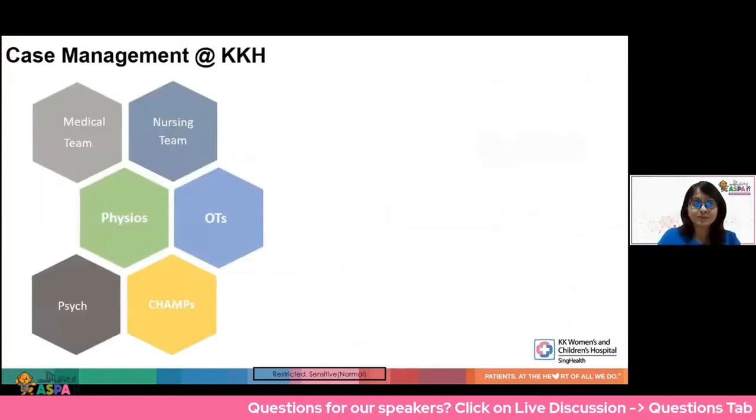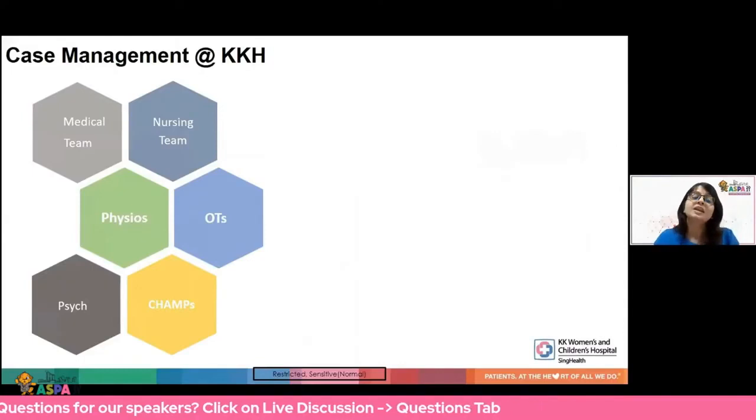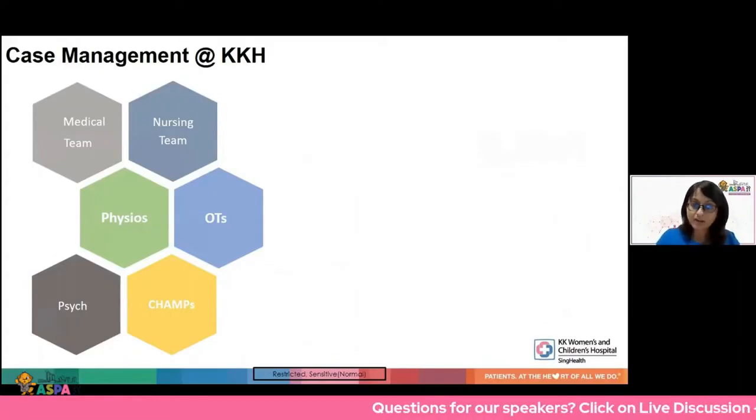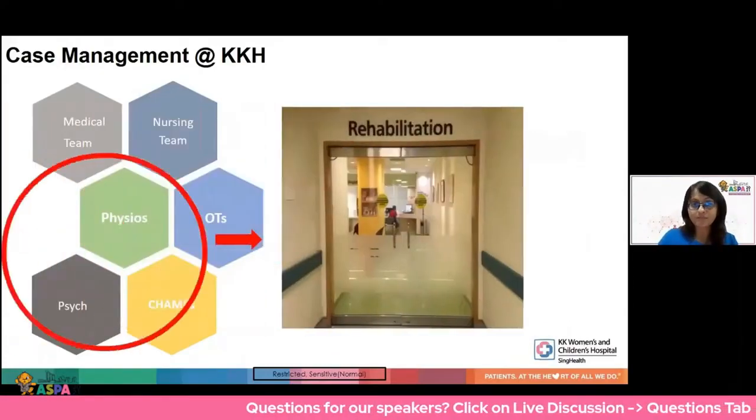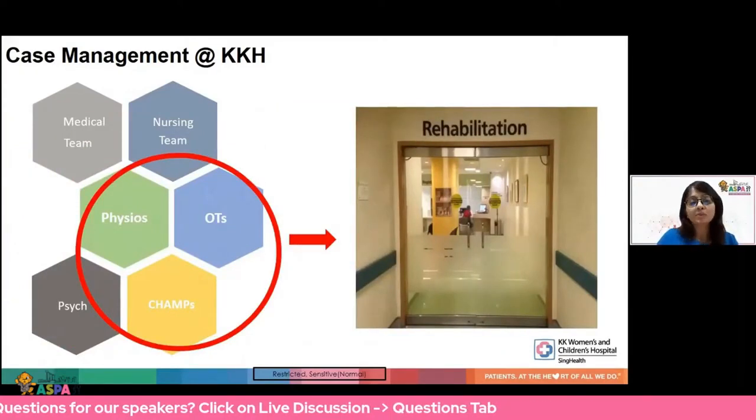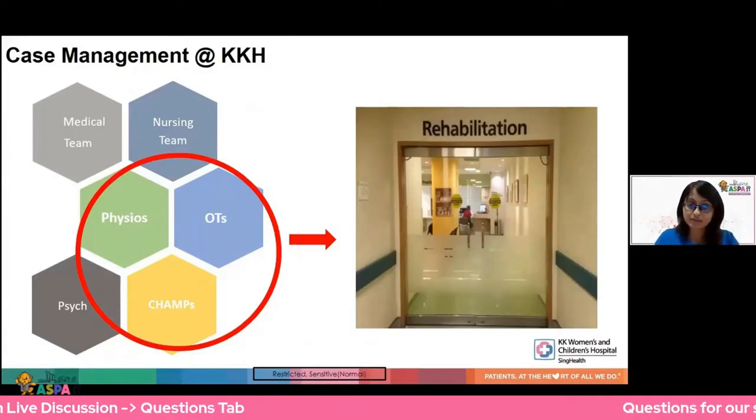Here is an overview of how a case is typically managed in KKH. You have the medical team, the nursing team, the physiotherapist, occupational therapist, psychology, and CHAPS, which is the Child Life Art and Music Therapy program. The rehabilitation team in this presentation will primarily look at the physiotherapists, occupational therapists, and the child life therapists.